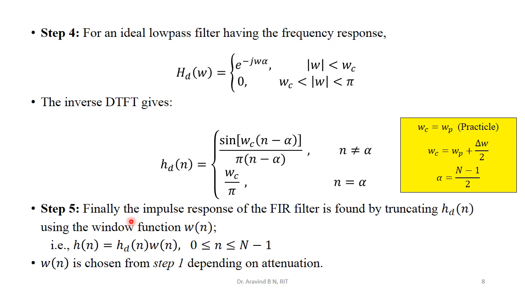The last step, finally, the impulse response of the FIR filter is found by truncating HD of n using the window function W of n. That means h of n will be equal to HD of n multiplied with W of n for the range 0 to N minus 1.